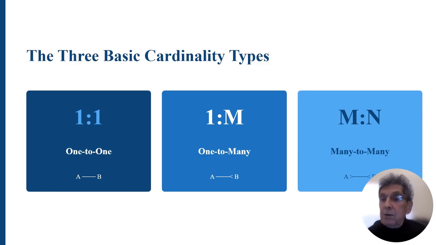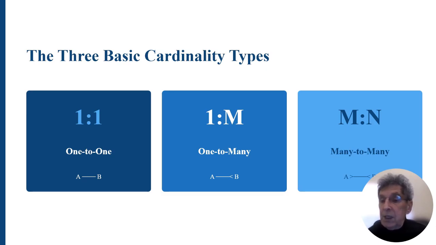There are three fundamental cardinality types that you need to know about. One-to-one, written as 1:1. One instance of entity A relates to exactly one instance of entity B, and vice versa. A one-to-many is written as 1:M, or sometimes 1 to N. One instance of entity A can relate to many instances of entity B, but each instance of B relates to only one of A. And then there's the many-to-many, written as M to N or M to M. One instance of entity A can relate to many instances of entity B, and one instance of entity B can relate to many instances of entity A.